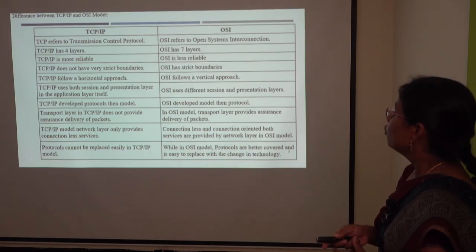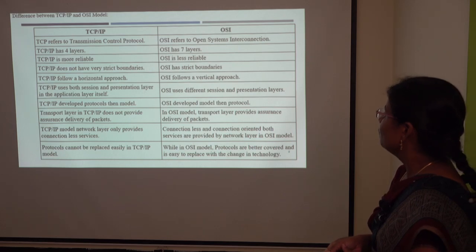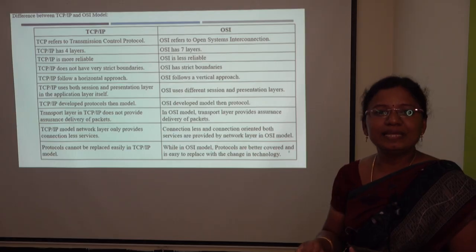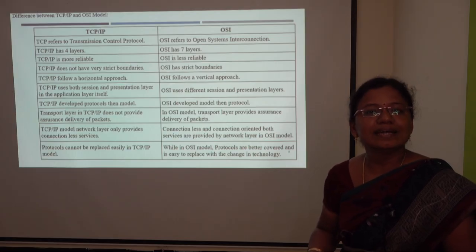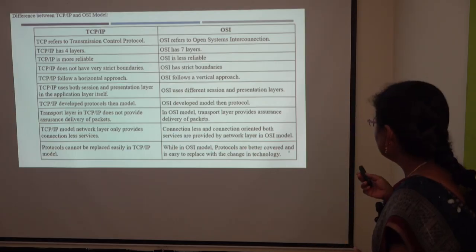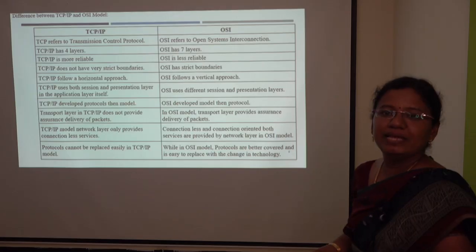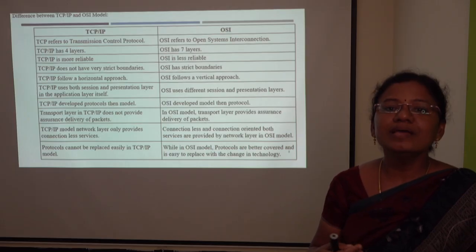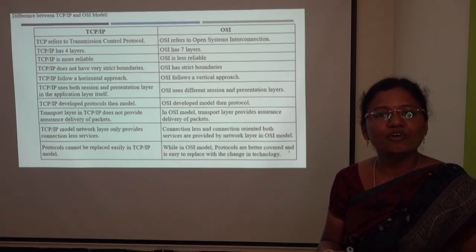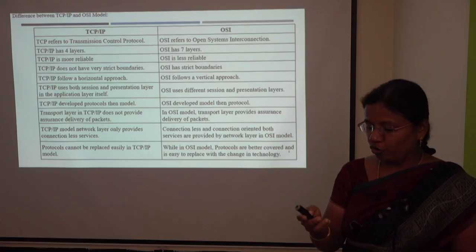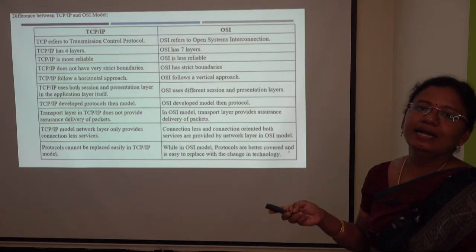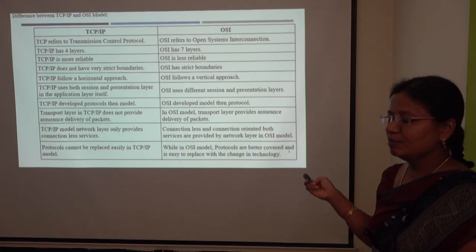Finally, in the TCP IP model, protocols cannot be replaced based on current trends and current technology. But in the OSI model, we can replace the already defined protocols based on current trends and current technology. We can change our protocols. So this is the difference between the TCP IP and OSI models.